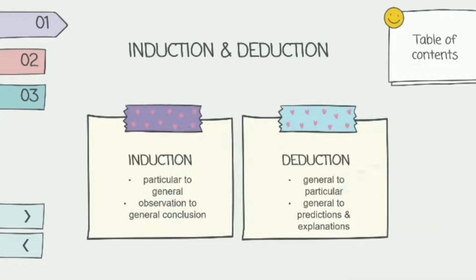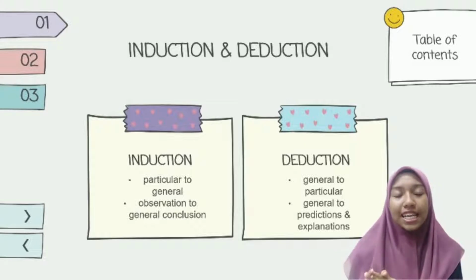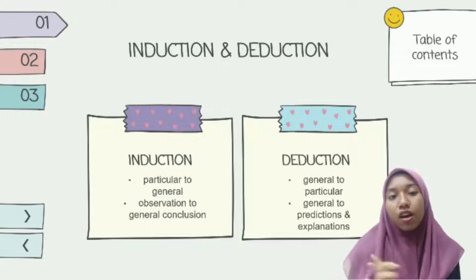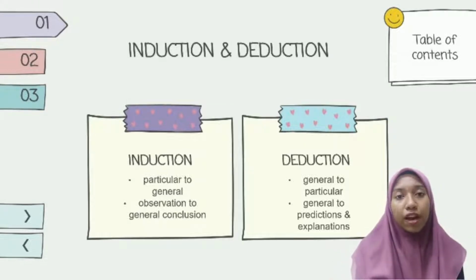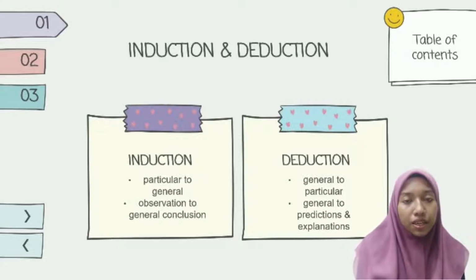Inside, we have induction and also deduction. Induction means going from particular to general, from observation to general conclusion. For example, for the observation, we have three metals, X, Y, and Z, that expanded when heated. So for the general conclusion, we can say that all metals expand when heated.